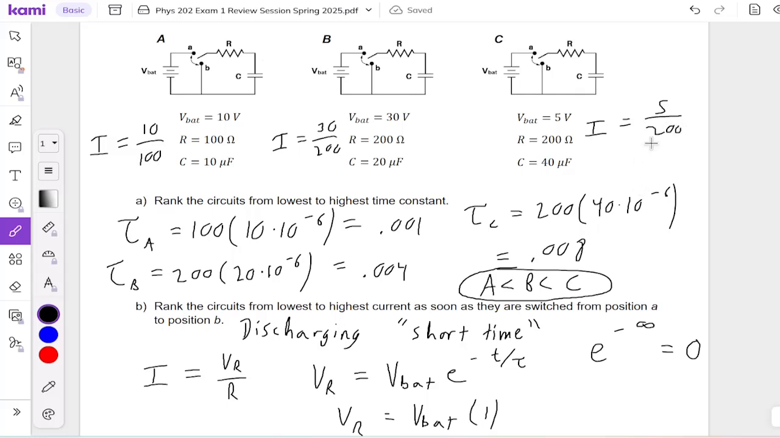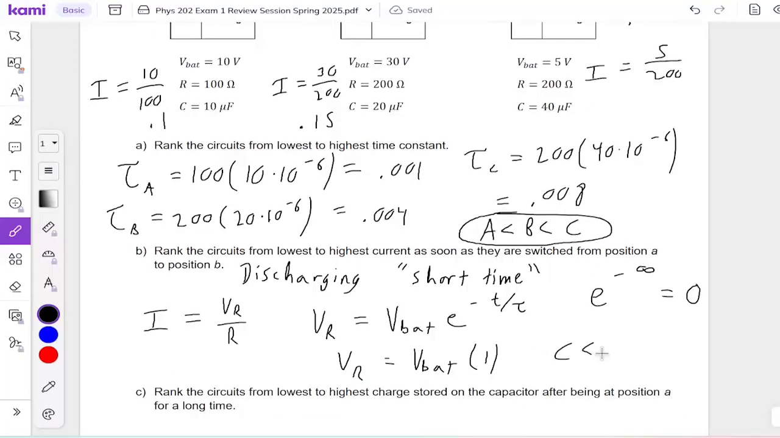So the smallest, I don't even think I actually plugged in these numbers. This is the only thing, every time I do a review, there's something I forget to plug in a calculator. Terrible. 0.025 for C. 0.15 for B. And 0.1 for A. So lowest to highest, C less than A, less than B. C, A, B. Any questions?